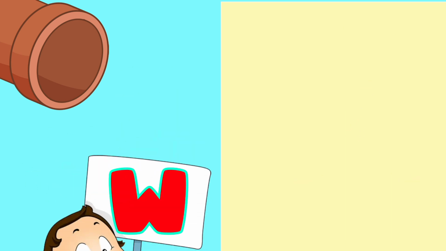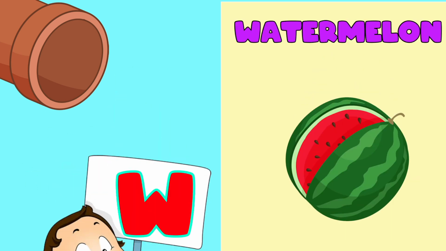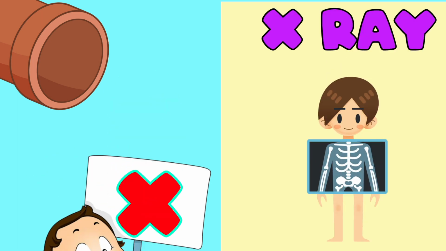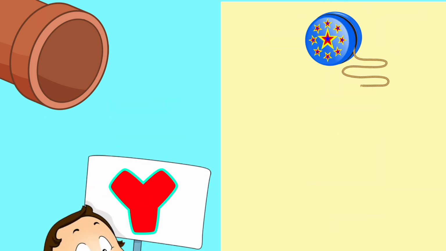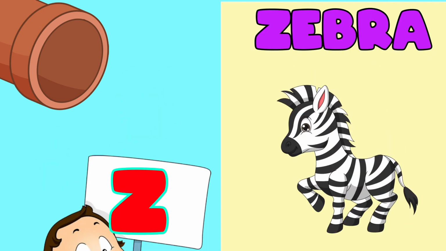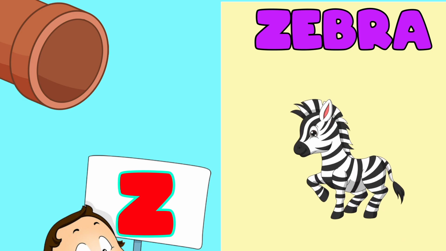Violin. W, watermelon. Watermelon. X, x-ray. X-ray. Y, yo-yo. Yo-yo. Z, zebra. Zebra. A is for apple.